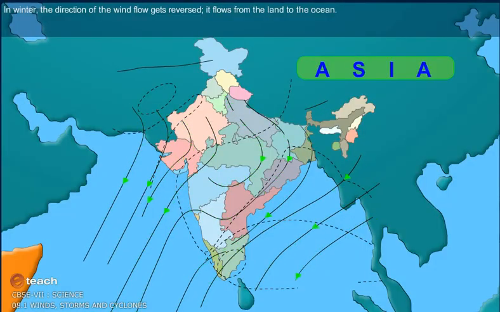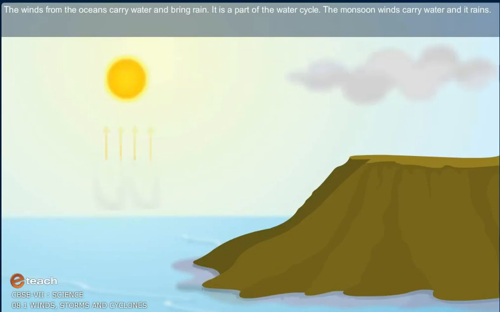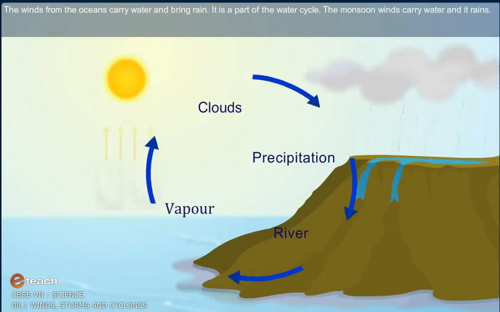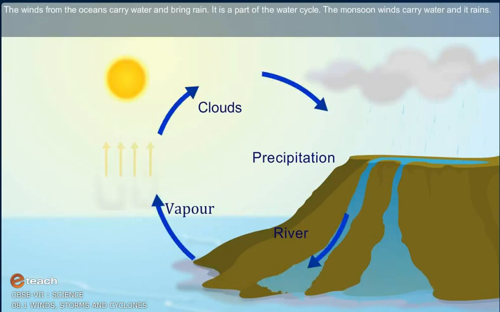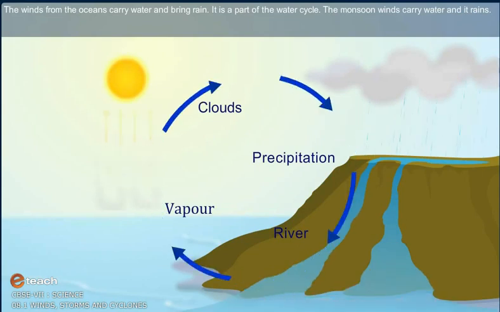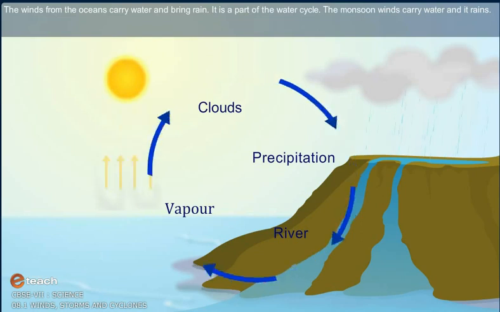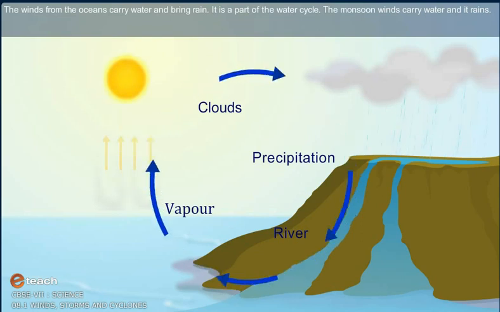In winter, the direction of the wind flow gets reversed. It flows from the land to the ocean. The winds from the oceans carry water and bring rain. It is part of the water cycle. The monsoon winds carry water and it rains.